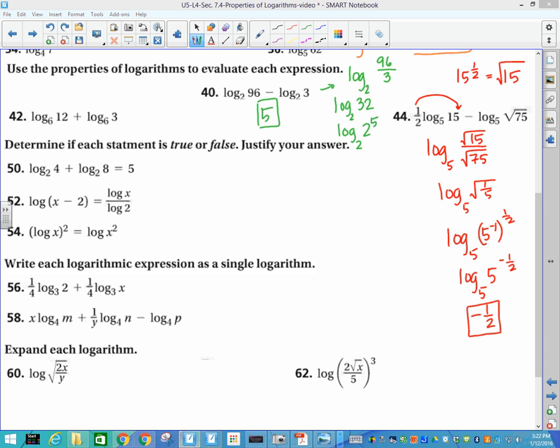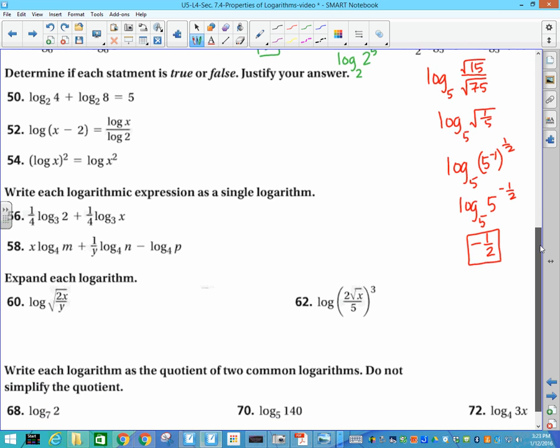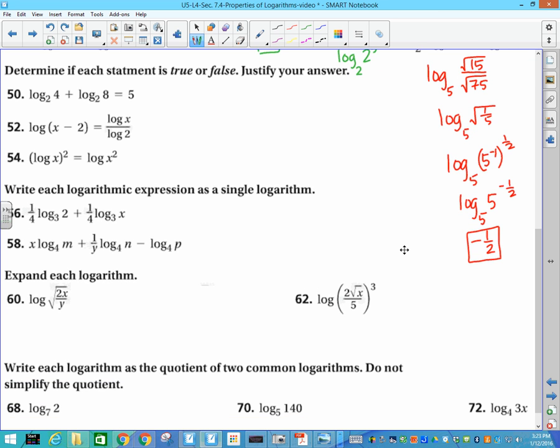Okay? All right, moving on. We got 56. I'm going to skip those because the ones that you have to do are specific to what it is. Although I do want to point this one out right here. Remember, this is an example of our change of base formula. So this actually becomes log base 2 of x, and log base 2 of x doesn't equal that thing. So that's clearly false.